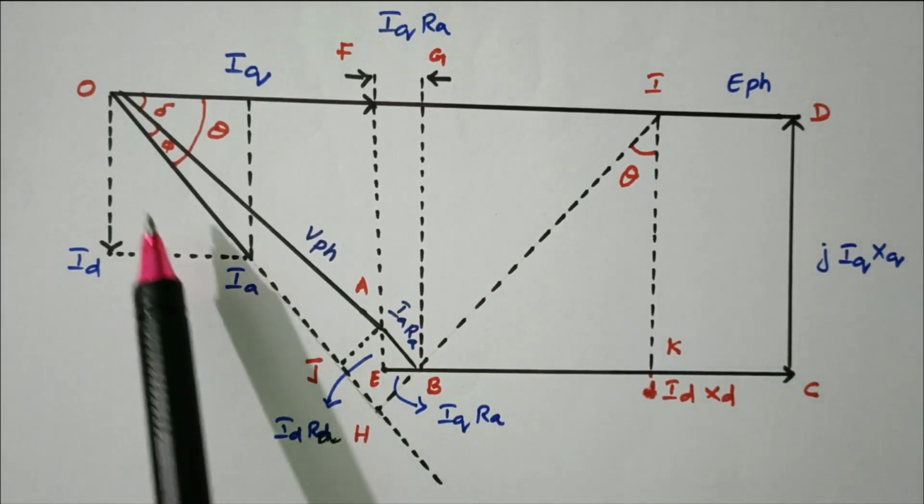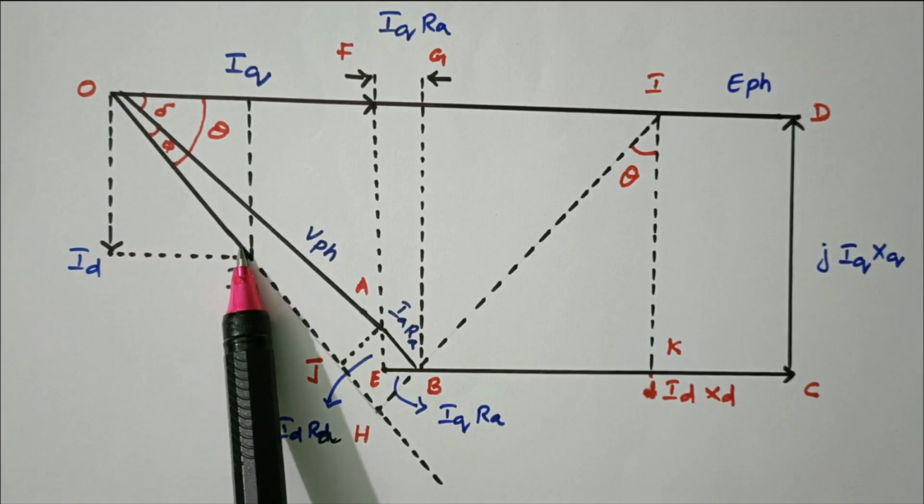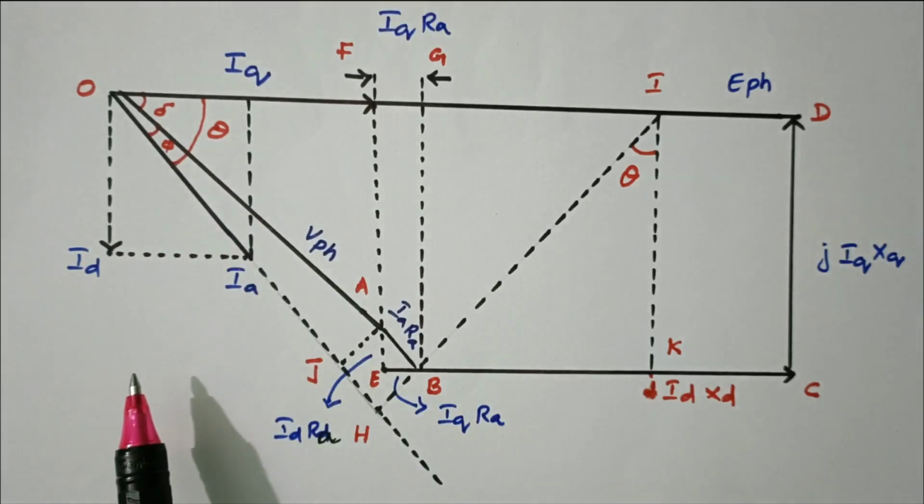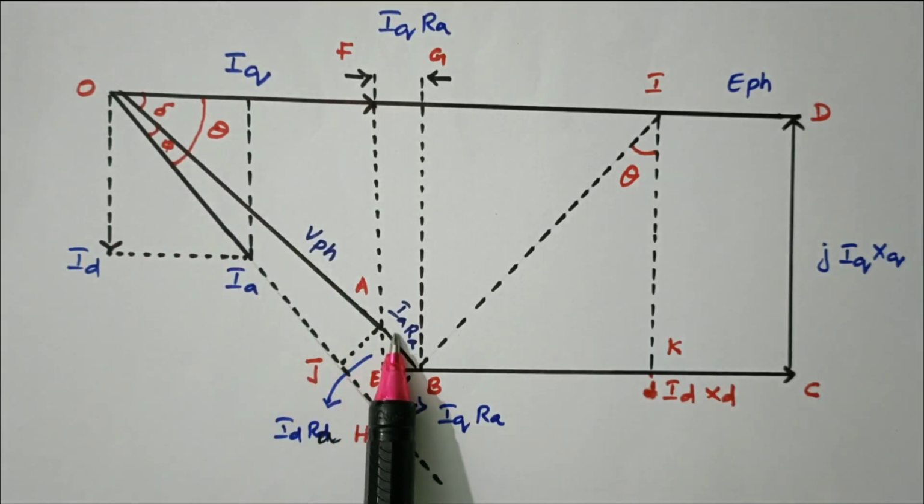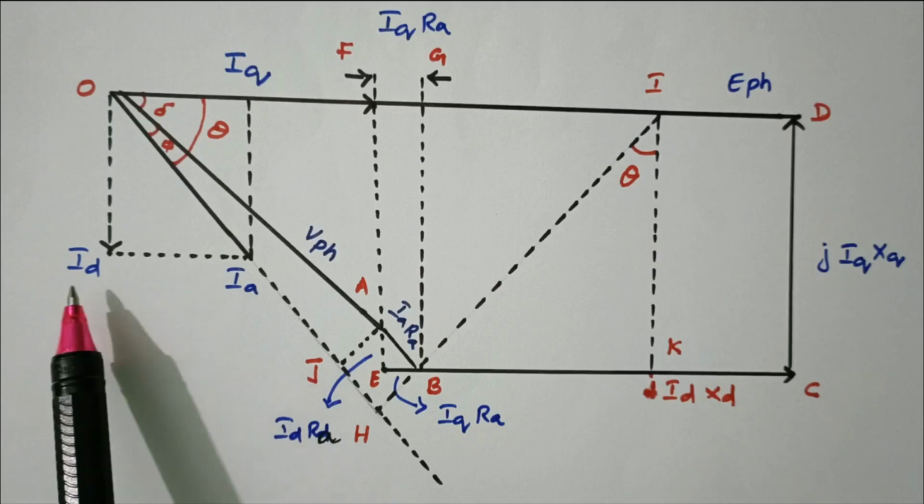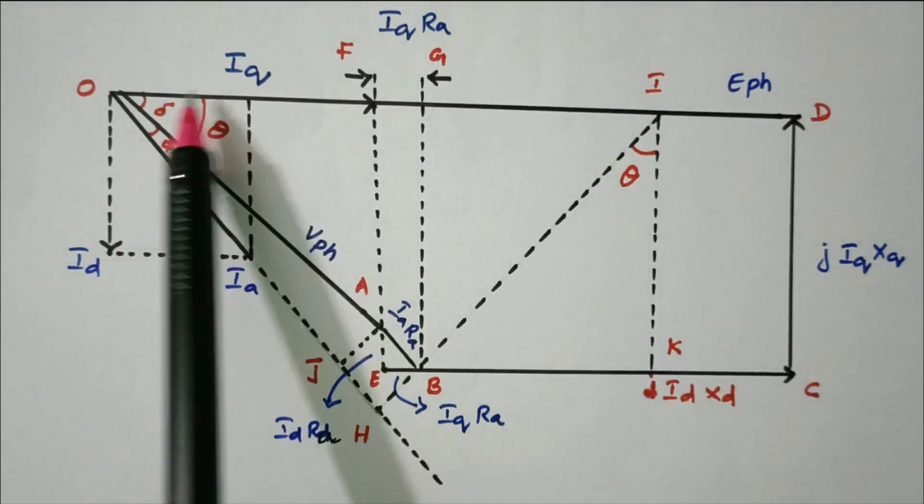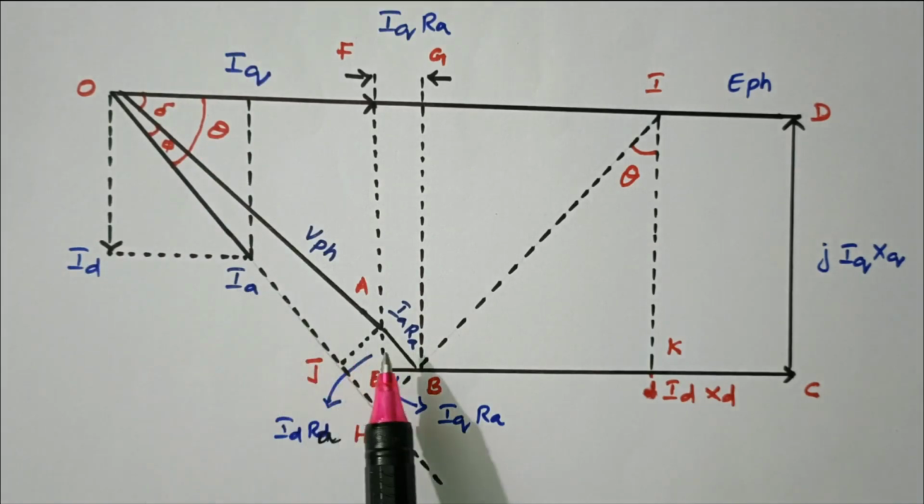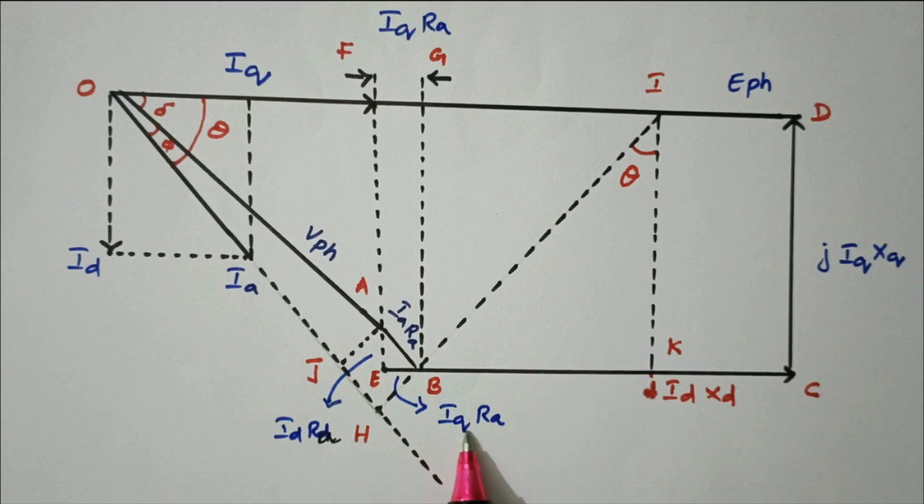So now consider the current Ia, which is lagging E phase by angle psi. This Ia is the vector sum of Id and Iq, with Iq in the quadrature axis and Id in the direct axis. Then we see the Ia Ra drop. This Ia Ra drop is resolved into two components. Iq Ra is BE, the BE value is Iq Ra.